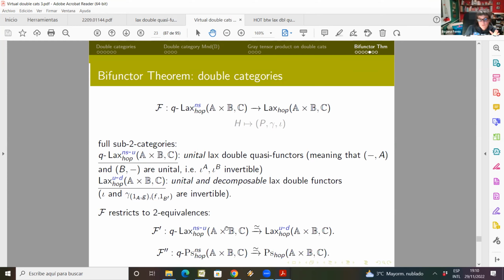Now, this condition on the unitality and the decomposability, if you switch from Lax functors to pseudo functors, you would have automatically satisfied. So then you can restate this in terms of the two categories where zero cells are pseudo-double quasi-functors on the left and just pseudo-double functors on the right. Okay, so again, this is the Bifunctor theorem that connects the quasi-type functors with the functors on the Cartesian product.